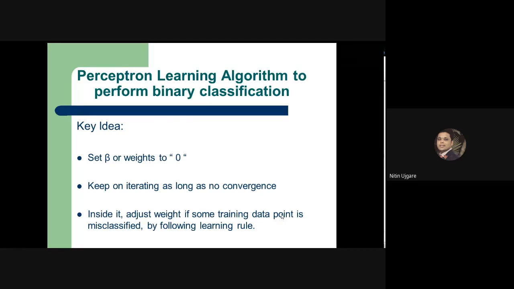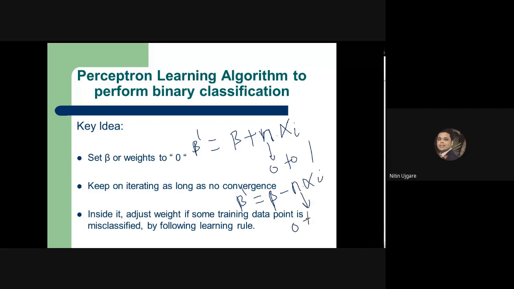If the positive class instance is misclassified, then we update the weight vector beta dash as beta plus eta into xi, where eta is the learning parameter whose value ranges from 0 to 1. So we are increasing the weight vector. If the negative class instance is misclassified, then we reduce the weight. So beta minus eta into xi, where eta again lies between 0 to 1. So these are the learning rules that we follow.